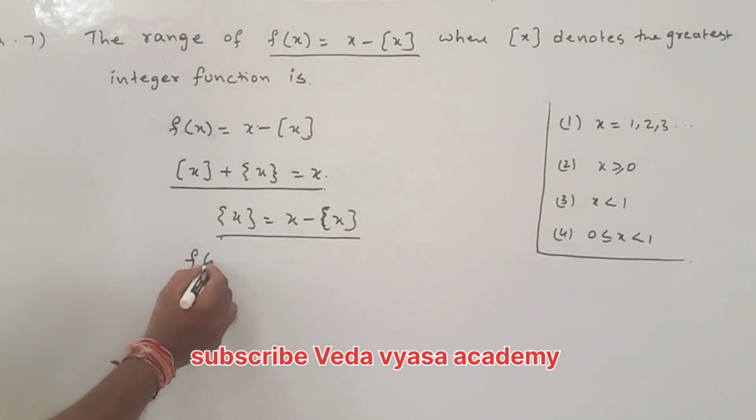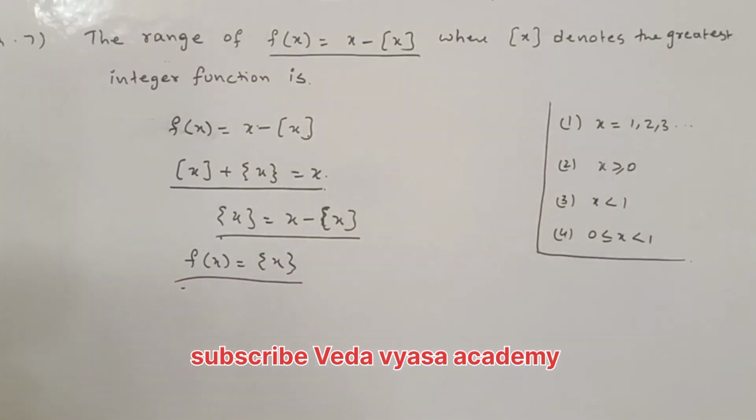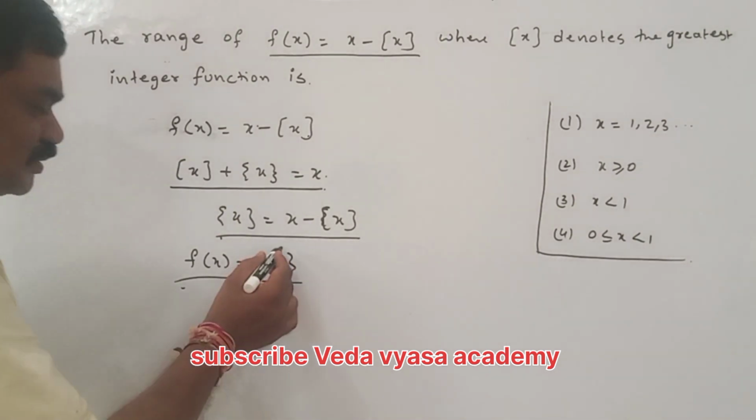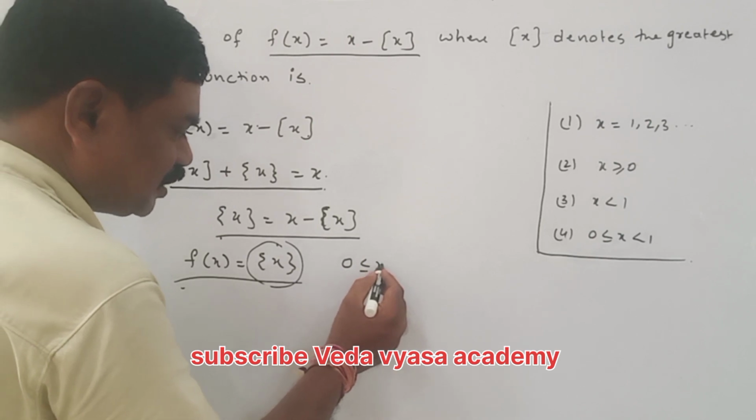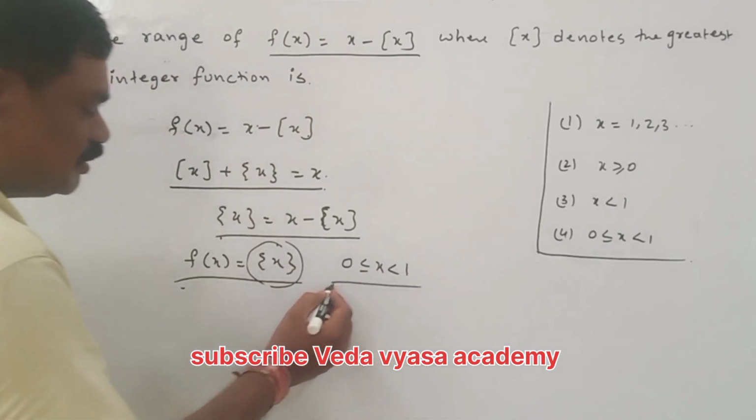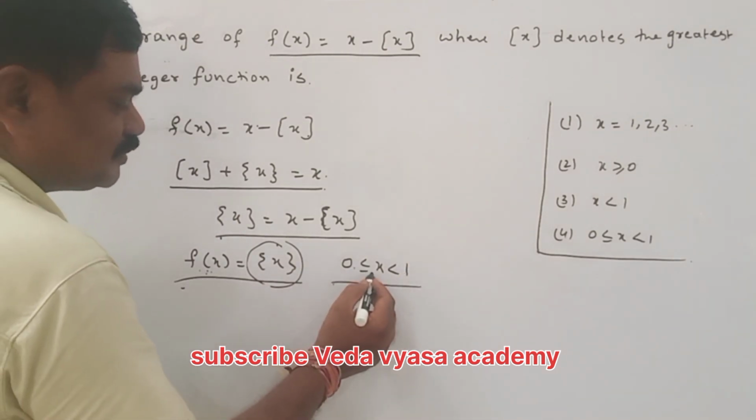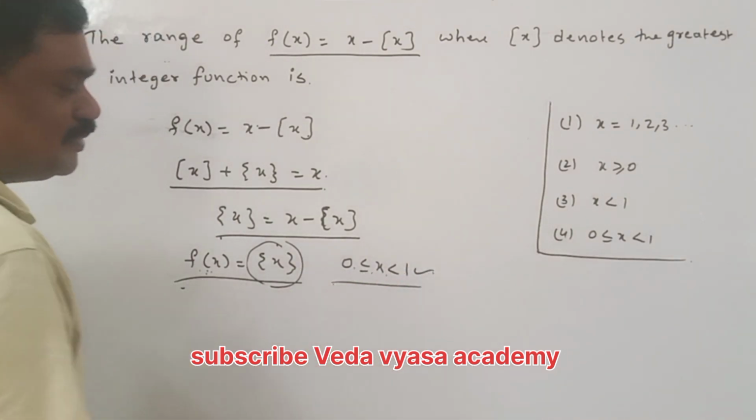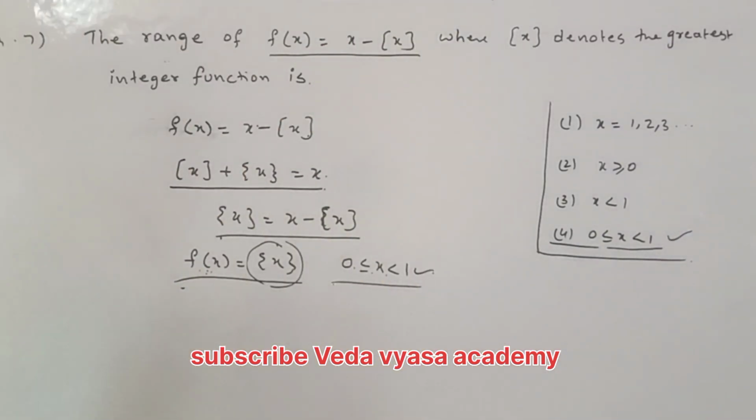So f of x is equal to what remains? The fractional part of x. So this fractional part of x must be 0 less than or equal to x less than 1. So what is the range? The range of f of x is 0 less than or equal to x less than 1. So option 4 is the answer. Okay, all of you, that's all.